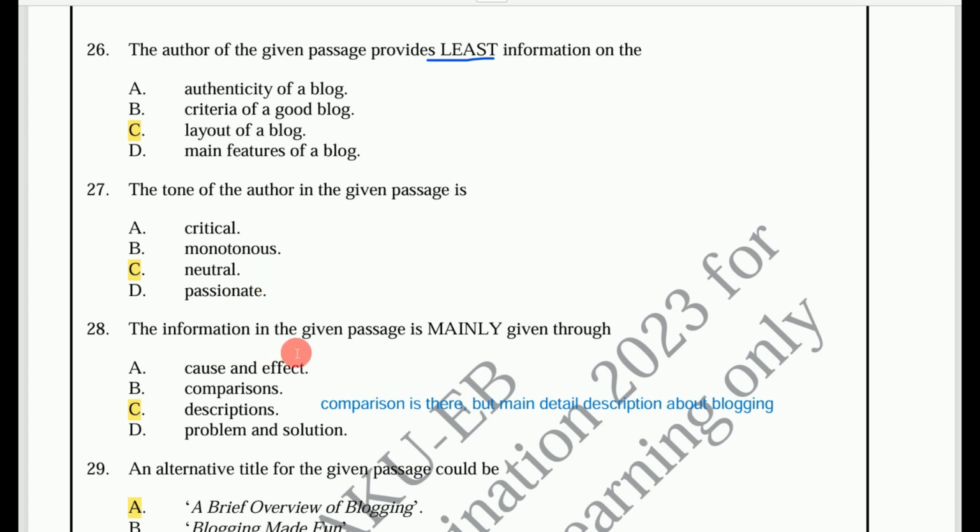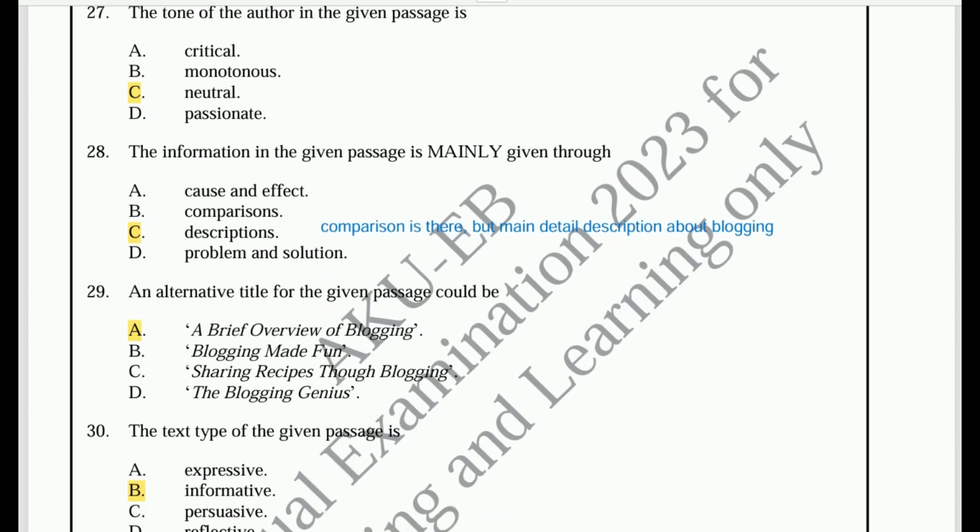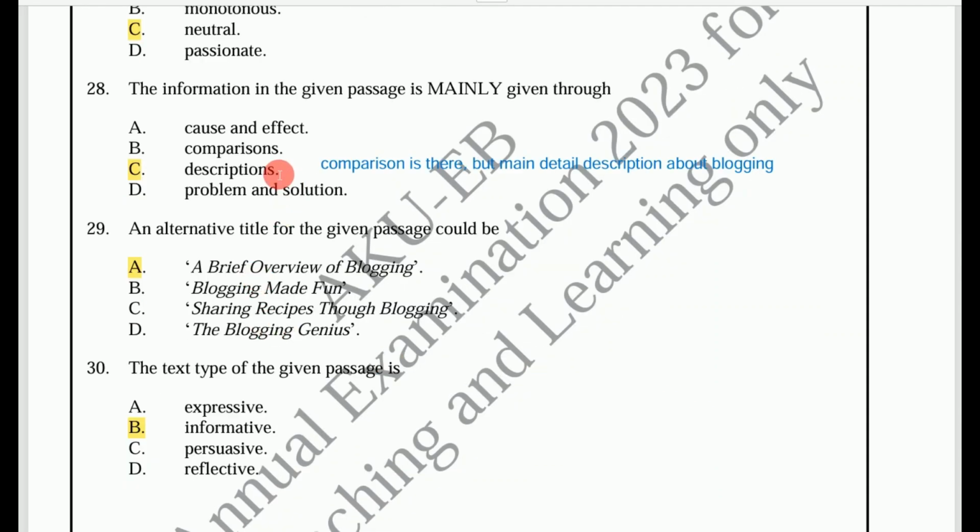The information in the given passage is mainly given through, although comparison is there, comparison between blog and website, but mainly, in expository, description is also included. Sometimes description details are in expository. So there is a complete description about what blogging is. He explored blogging with all the details he has provided. So it's a detailed description of blogging.